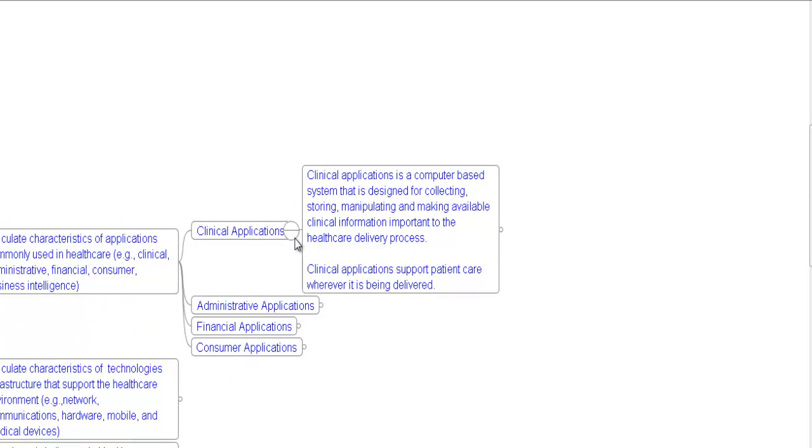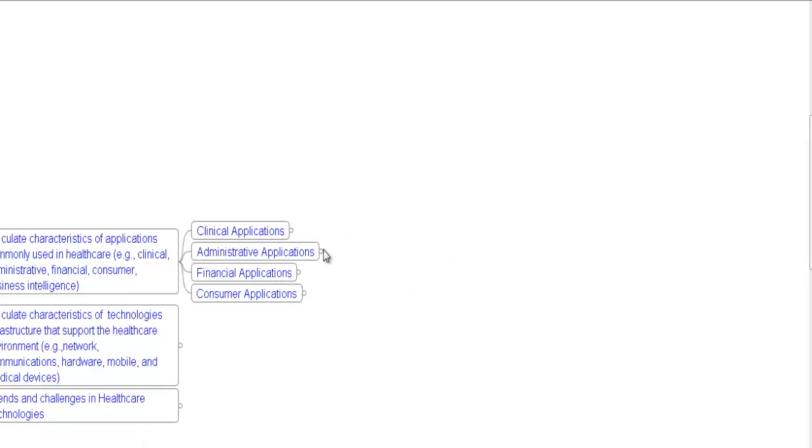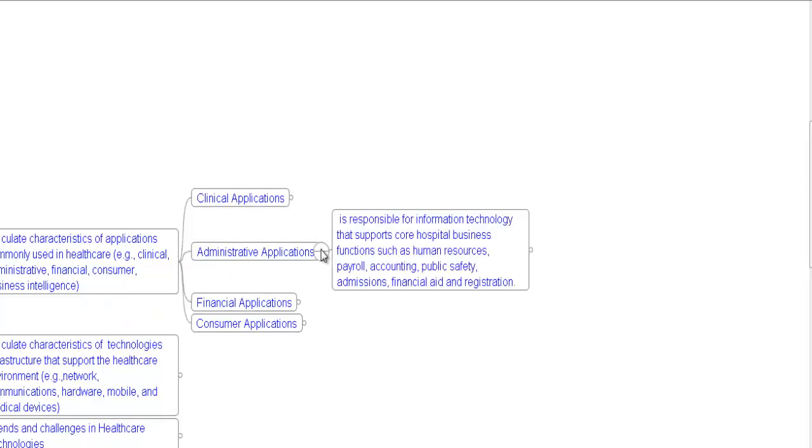Now we'll see the next healthcare application, administrative applications. They are responsible for information technology that supports core hospital business functions such as human resources, payroll, accounting, public safety, admission, financial, and registration.